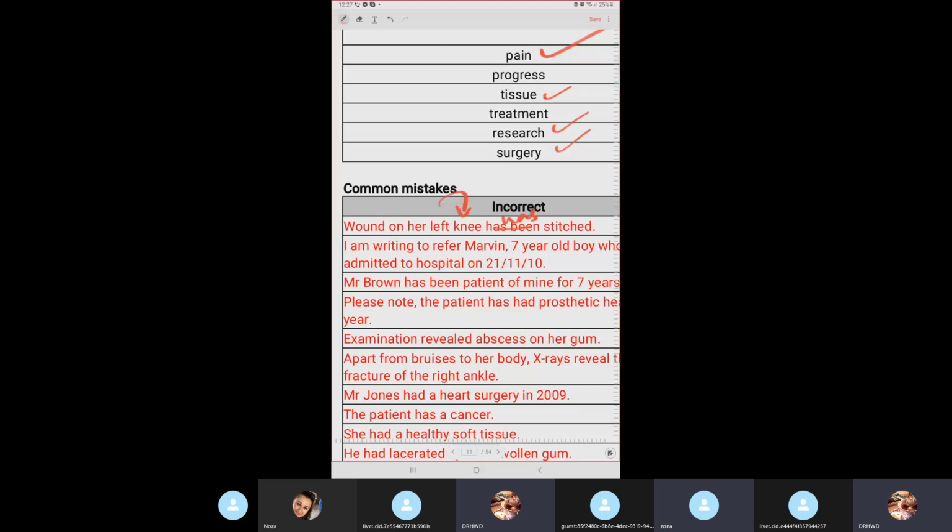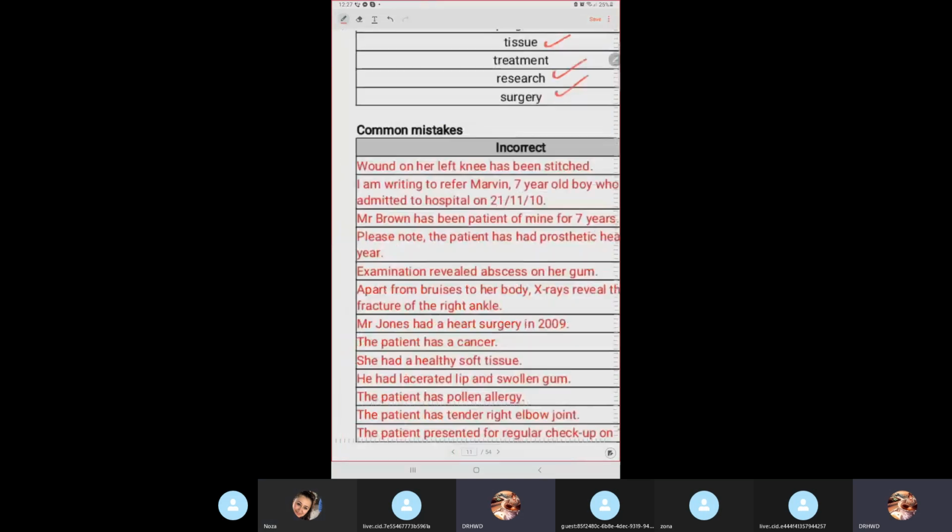I think wound is countable. We can have multiple wounds. So a wound on her left knee has been stitched. Forget about the verbs, the articles are very important. Thank you, Dr. Zona. Right, the articles are very important. A wound on her left knee has been stitched. Right, Dr. Zona, I got it. Right, that is great. I'm glad you got it.